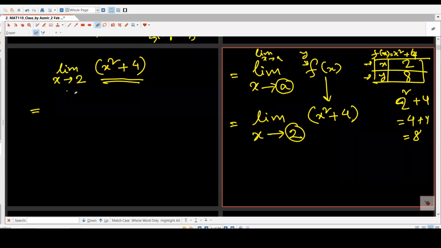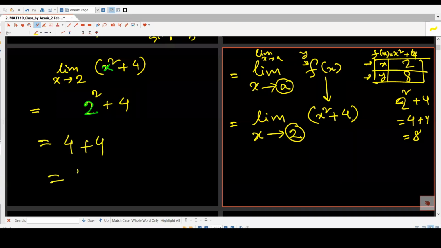So the same thing we are applying here. We are trying to find the value of x squared plus 4 when x is approaching 2. So we can plug 2 where we have x. Let me use another color so that you can easily understand. This is the place where we have to input, because x is the input variable. The other colors are the same. So 2 squared plus 4, that means 4 plus 4, we have 8.